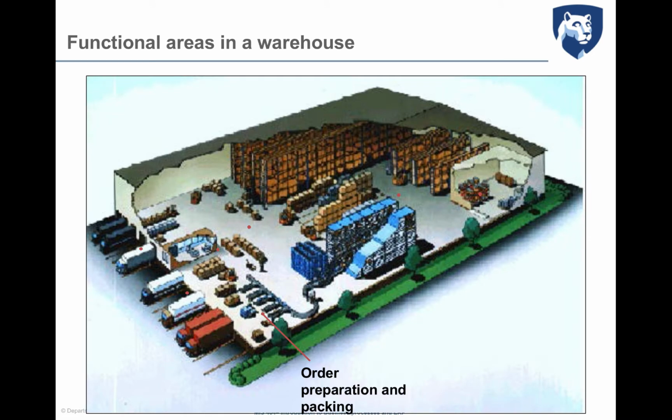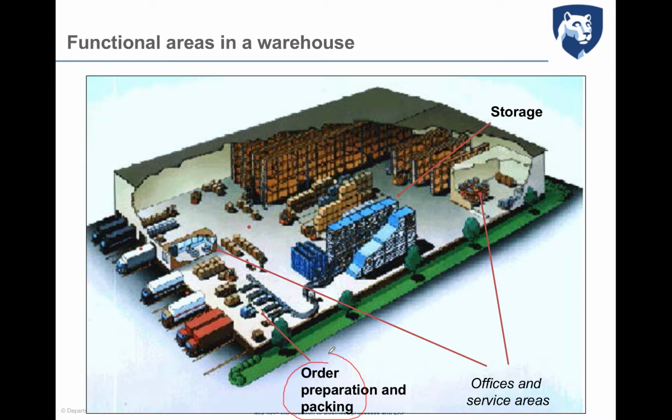From a visual perspective, a warehouse looks like this. Sorry, the image is not of high quality, but just to give you an idea, what you see displayed here is the area where order preparation and packing activities occur. Then here, in this area, the goods are stored, so this is the storage area. Then, of course, you have some offices, some administrative offices and service areas on the warehouse floor, in order to verify that all is okay.